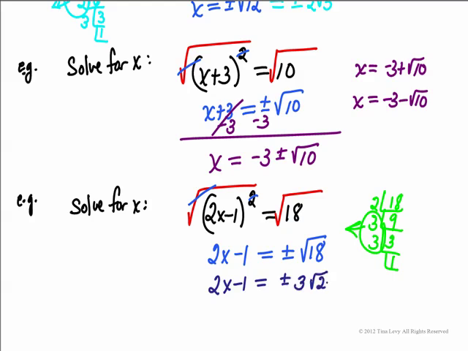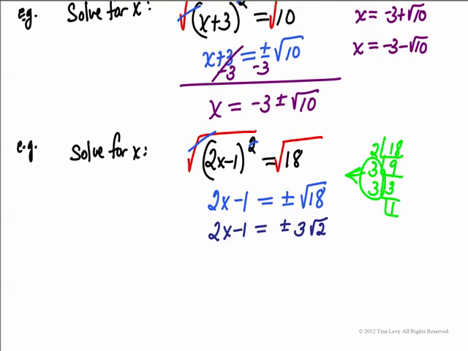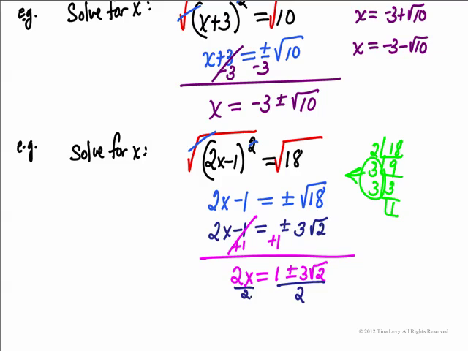Now we're going to try and isolate the x, so we would have to add 1 to both sides, which would give us 2x is 1 plus or minus 3 radical 2. Now we're going to divide by 2. So we have to divide the entire term by 2. And that gives us x is 1 plus or minus 3 radical 2 all over 2. So we are going to have two solutions, and we can calculate them separately using the calculator.